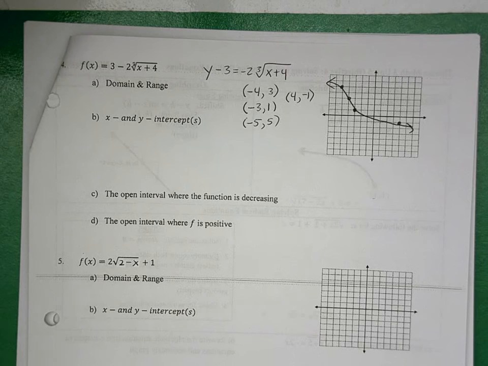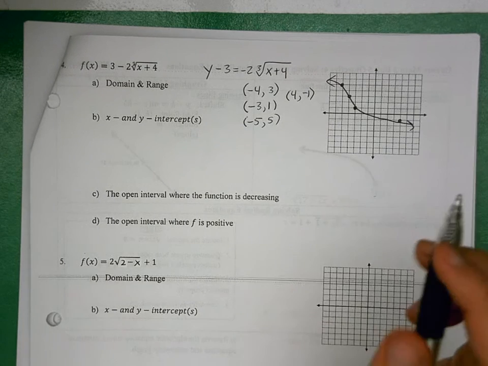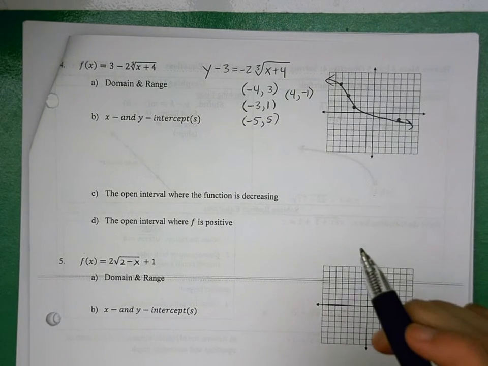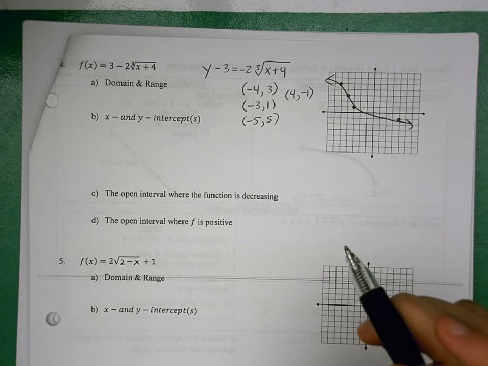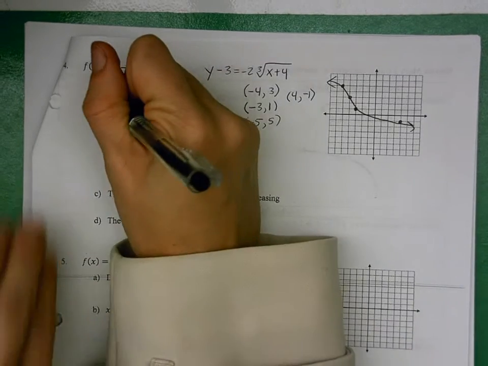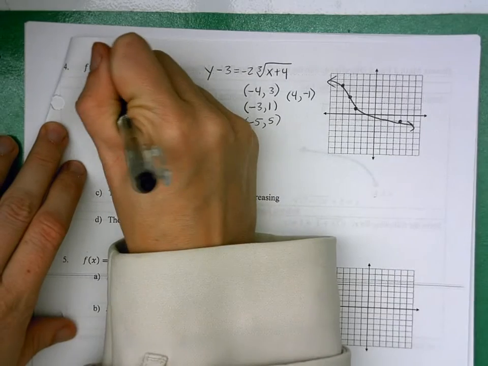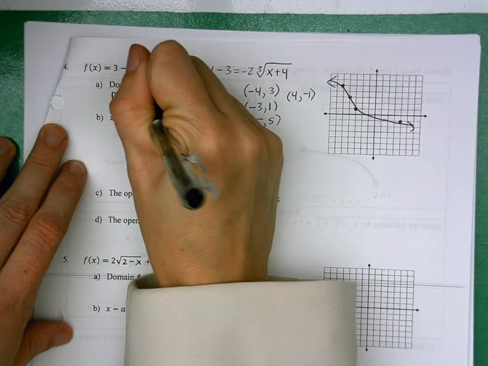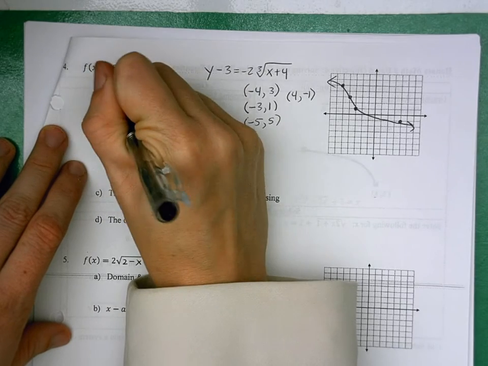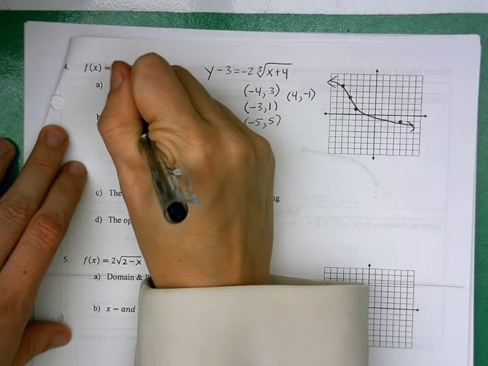Okay, so domain and range. Go ahead and take a moment, find your domain and range. Okay, domain in this case, all my x values. I touch all my x values, so it'd be negative infinity to infinity. Range are my y values. I touch all my y values.